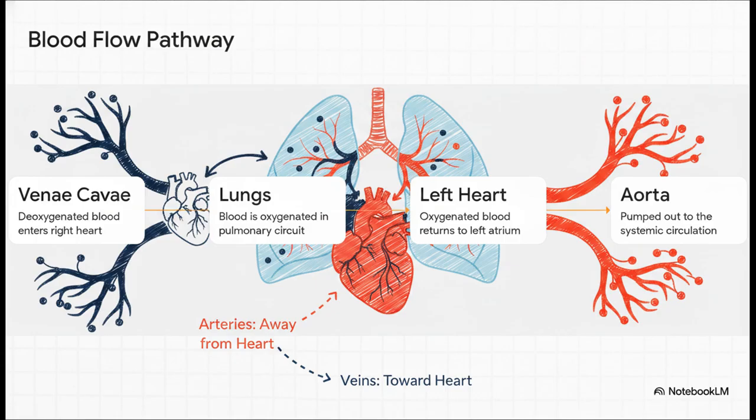Tracing the complete circuit, blood comes in from the superior and inferior vena cava, moves through the right heart, out to the lungs, back into the left heart, and finally gets forcefully ejected through the aorta. But as you trace this pathway in your head, never forget the cardinal rule of blood vessels. Arteries always carry blood away from the heart, and veins carry blood toward the heart. This rule is absolute, regardless of oxygenation. That's exactly why the pulmonary artery carries deoxygenated blood, while the pulmonary vein carries oxygenated blood.